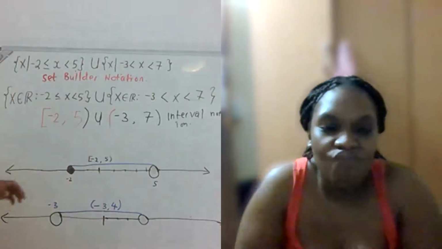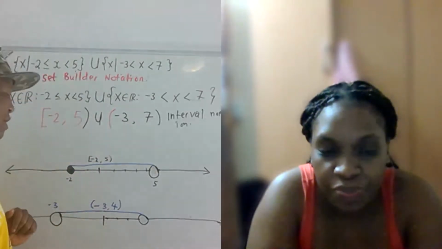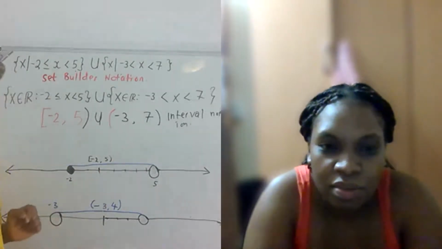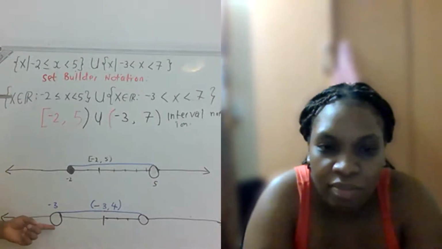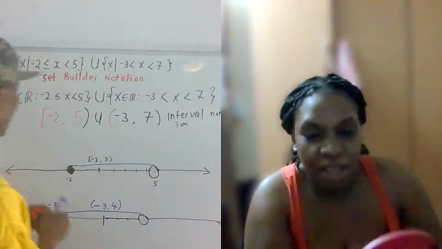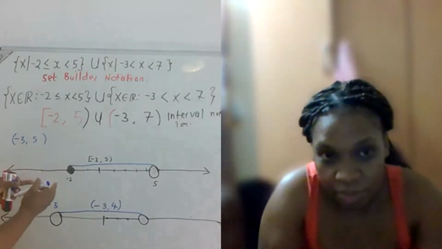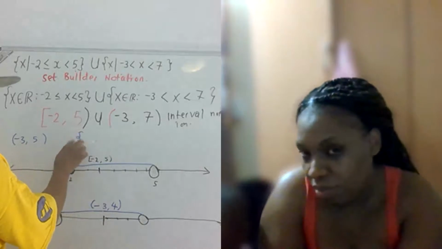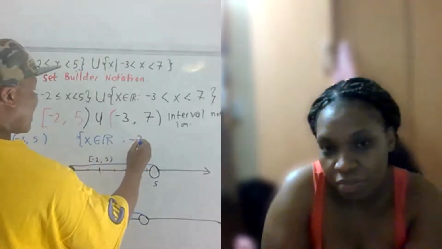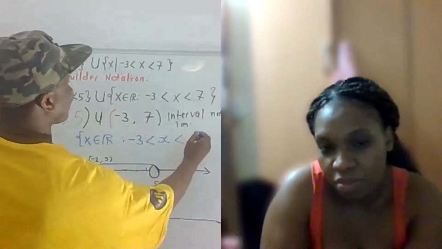Okay, now we want to unite this. When you unite, it's going to start from which number to which number? From -3 until 5. But is it including or excluding? Excluding, to 5 also, both of them. So we say from -3 until 5, excluding, excluding. And this is interval notation. But I'm going to say curly bracket x is an element of the real numbers, from -3, excluding x, excluding 5.